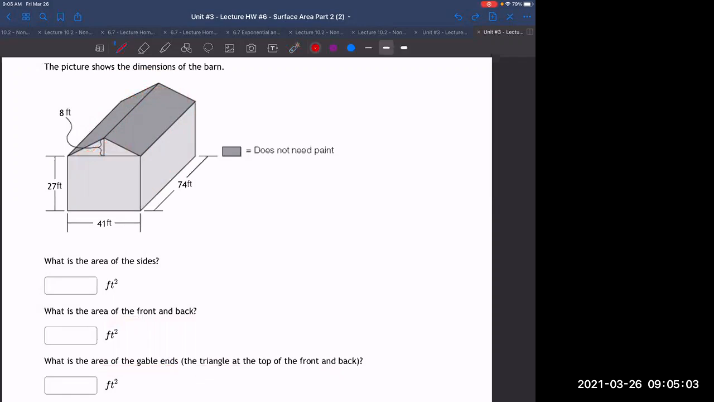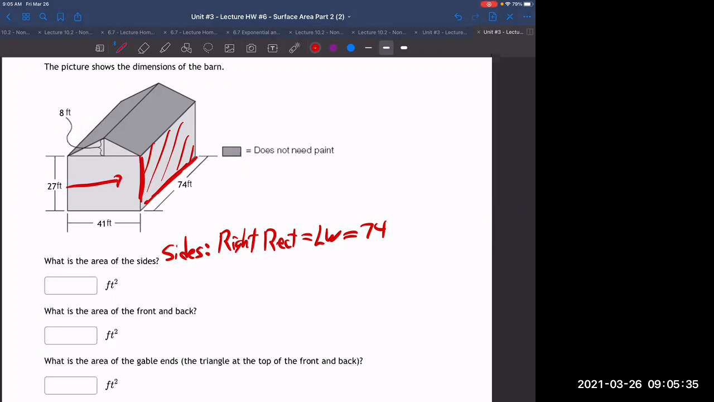Okay, let's do it. Let's start here. Let's start with the sides. So we have the right side, which is right here, and that's a rectangle, isn't it? The right side rectangle. You know how to find the area of a rectangle. It's just one side times the other, just length times width. So that's just going to be, for mine, 74. And then what's the height? What's this 27? You can just bring it over right there. So it's 74 by 27. So just multiply those together on your calculator.